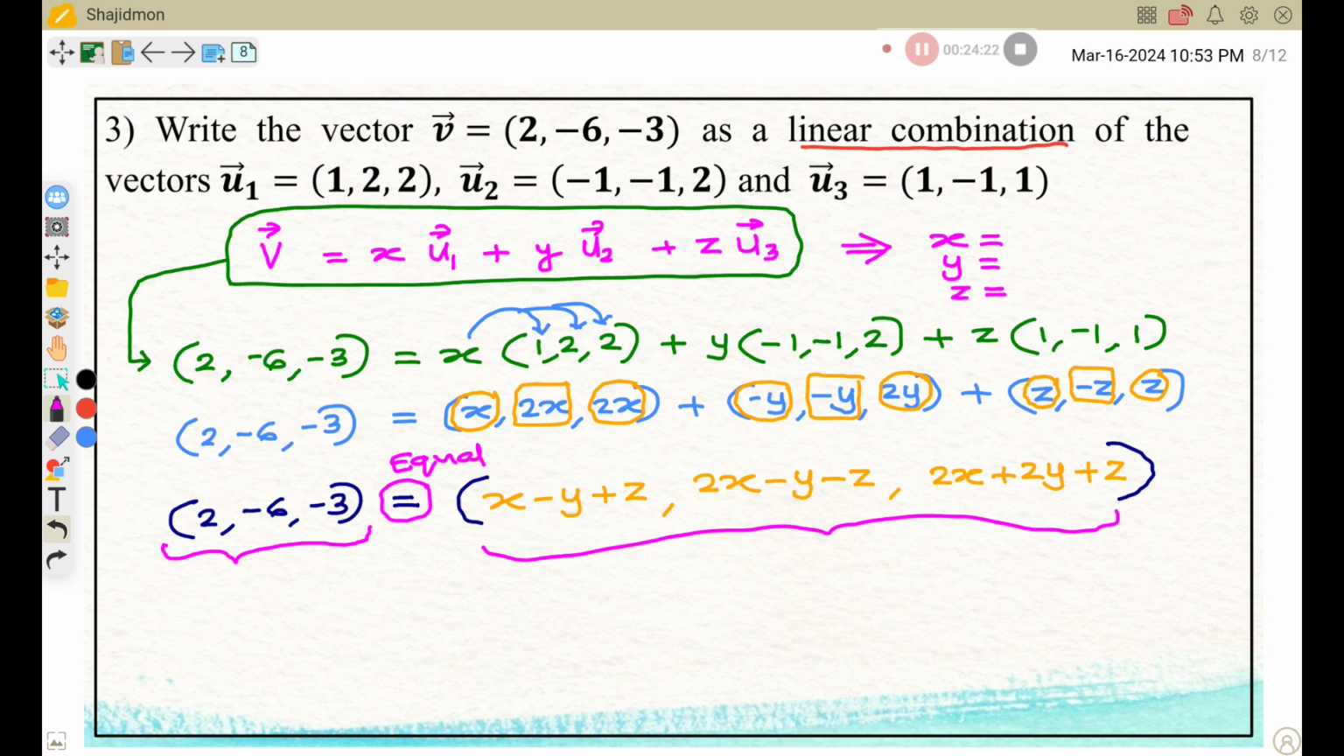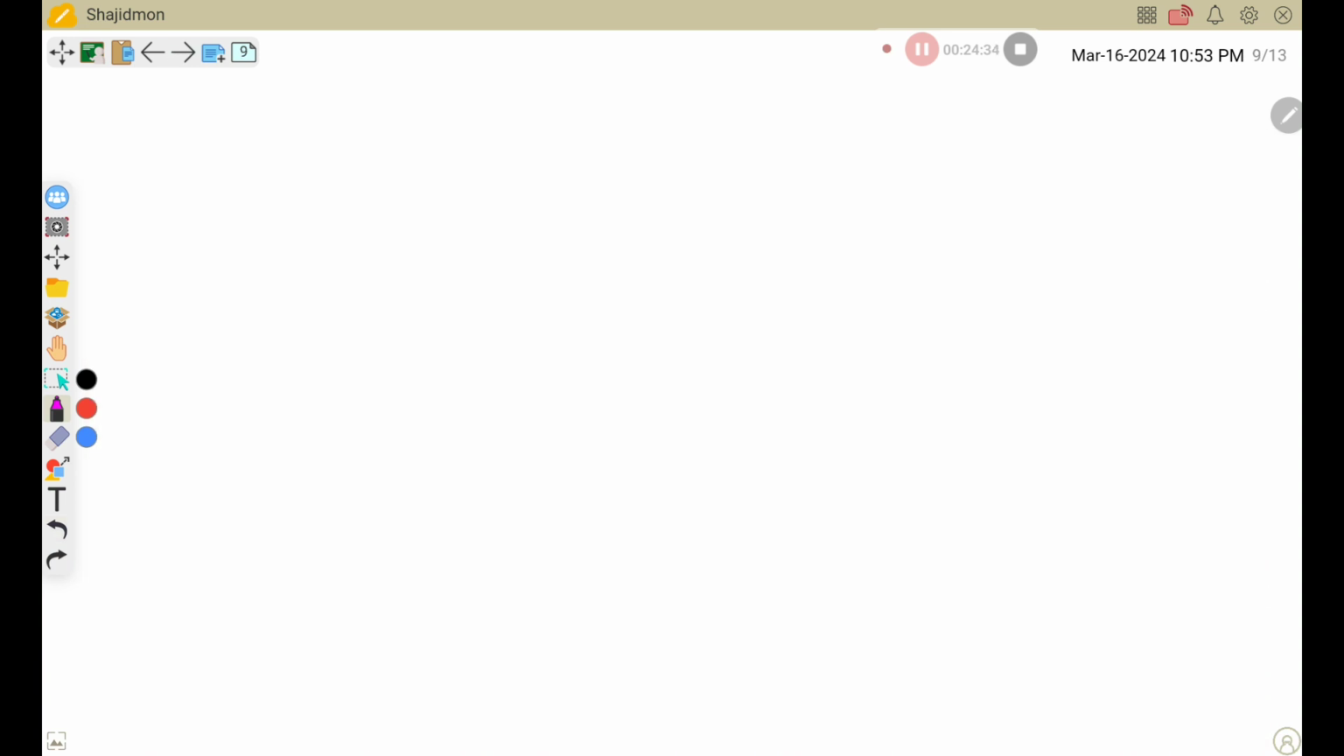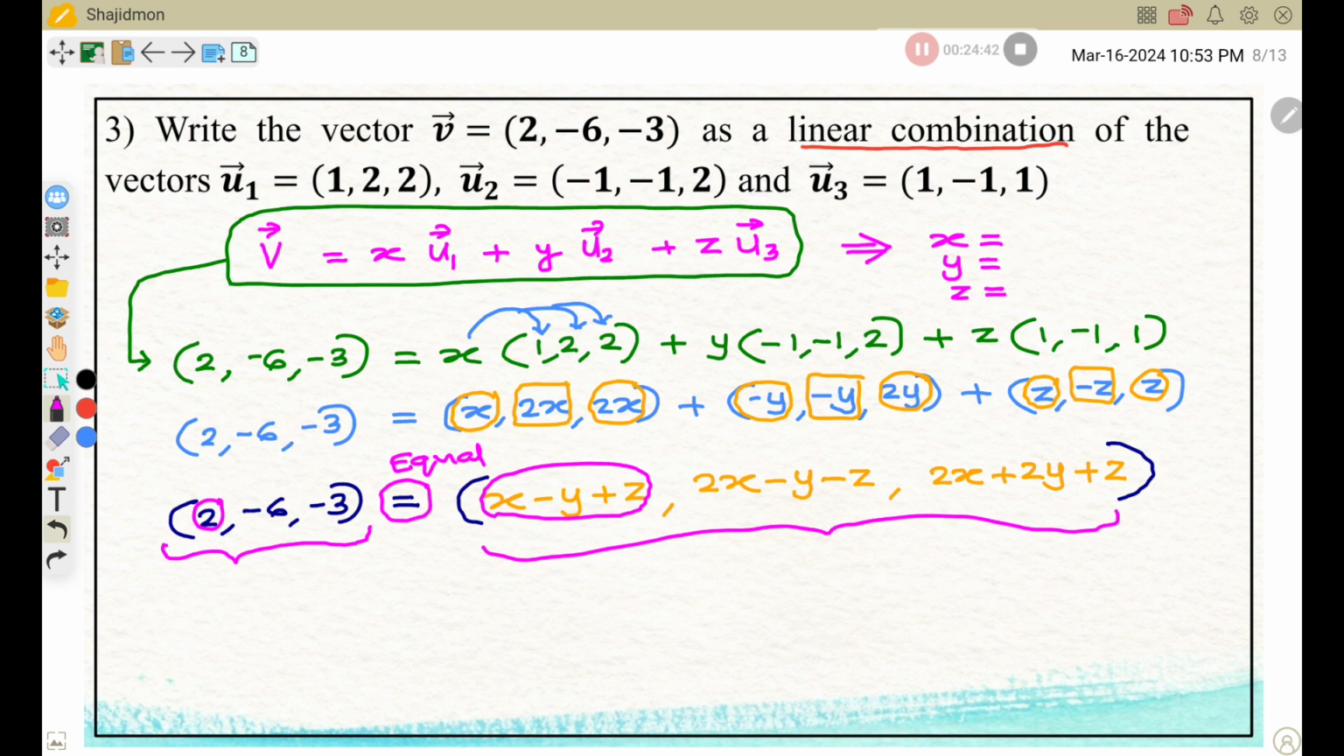Okay, so what can we write? What is the first term here? Here the number is 2, correct? And here what is the term? x minus y plus z. So we can write x minus y plus z equals 2. That is the first equation we are getting, from the first components. Two vectors are equal means corresponding components are the same. So the first numbers are equal.